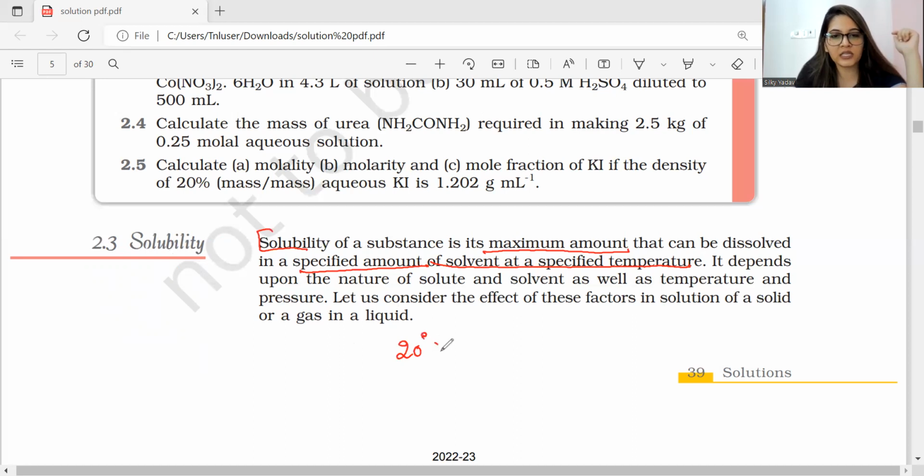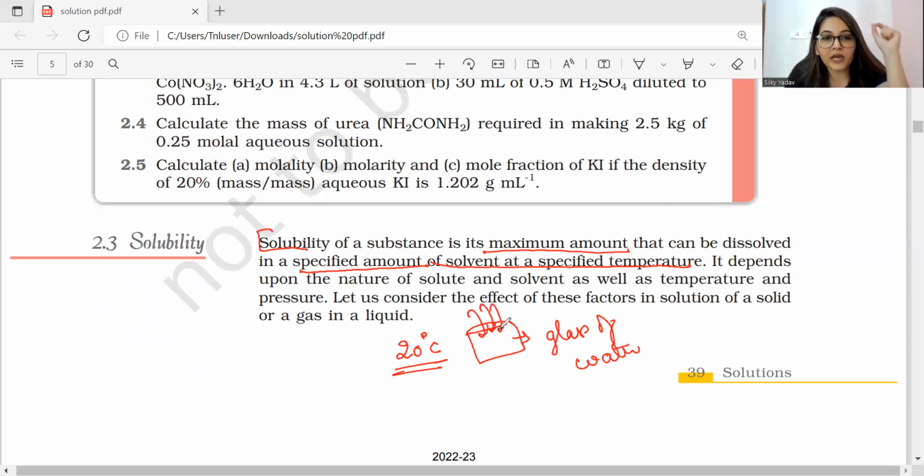Let's say maybe at 20 degrees Celsius we are talking. So at 20 degrees Celsius, if we are having one glass of water, let's say this is a glass of water, and to this I'm adding the solute. So the maximum amount of solute that I can dissolve in this given liquid at this particular temperature, that is its solubility. Okay, so it depends upon the nature of the solute what you are adding, and it also depends upon the nature of the solvent that you are having. That means it depends on the solvent nature, that is the water.